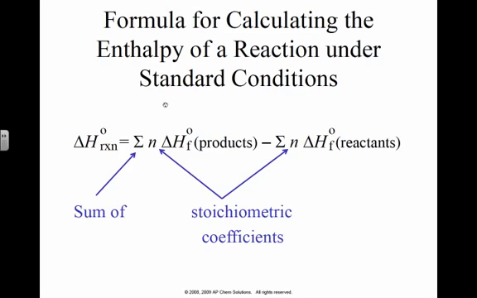This scary looking reaction right here is actually very easy. The change in enthalpy for a reaction is equal to, this is sigma, the sum of the enthalpies of formation of the products minus the sum of the enthalpies of formation of the reactants. So basically it's this: products minus reactants.